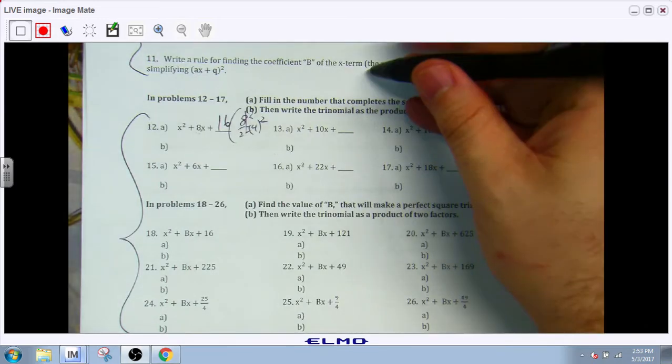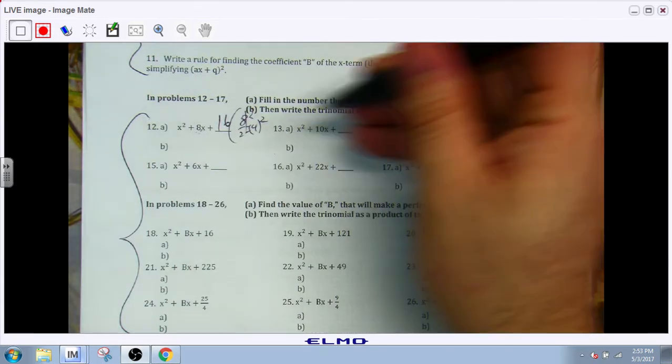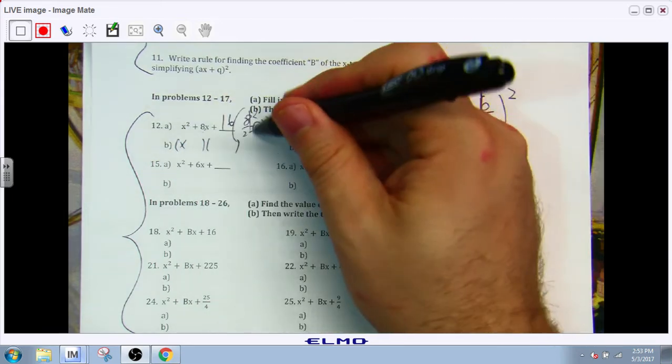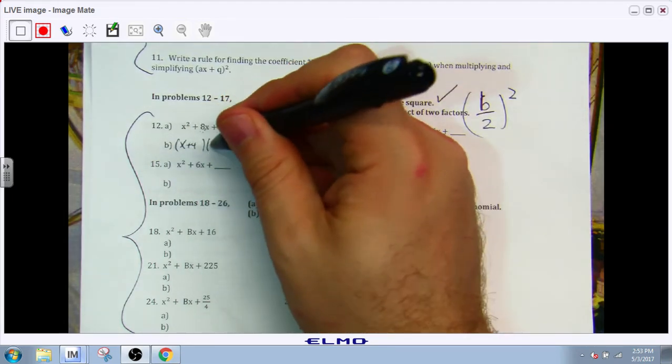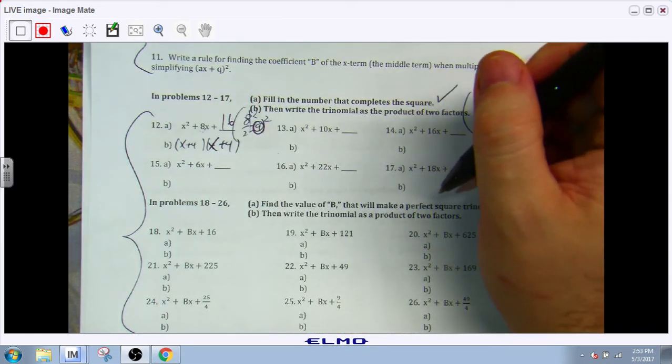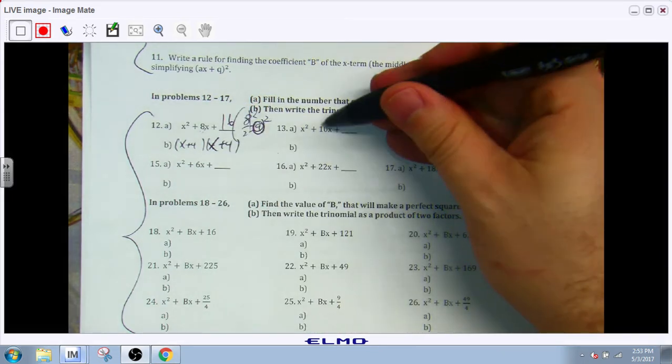And then it asks, what's the trinomial that produces these two perfect square factors? Well, it's going to be x plus 4 times x plus 4. That's our binomial, okay? Likewise, we can do this here.